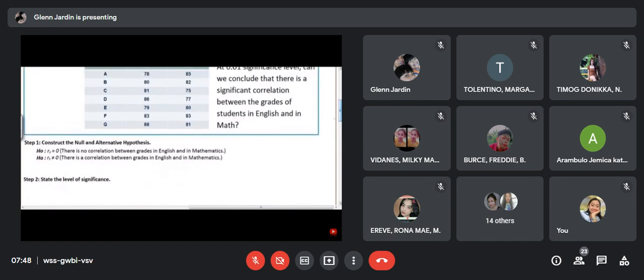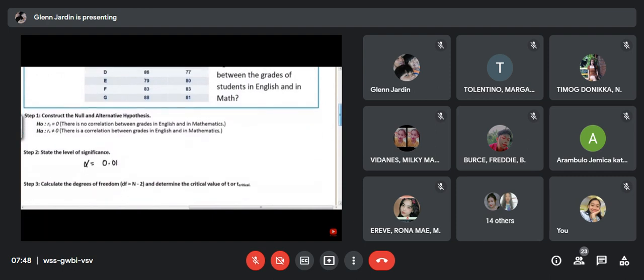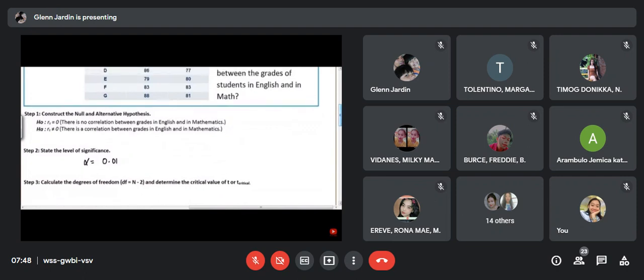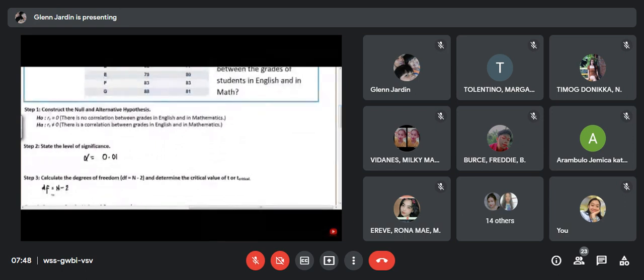Step 2, state the level of significance. We are asked to use the 0.01 level of significance. That is all for step 2; just write the level of significance. Step 3, calculate the degrees of freedom. Our DF is n minus 2. Our n here is 7, so 7 minus 2 is 5. So our DF is 5.